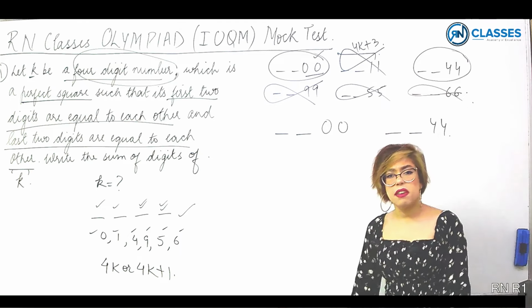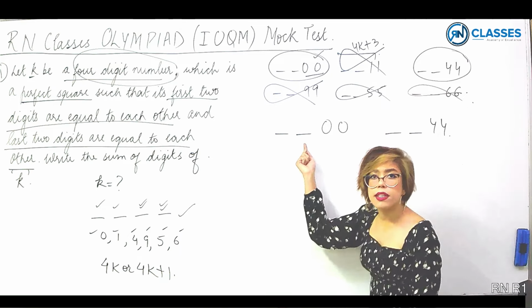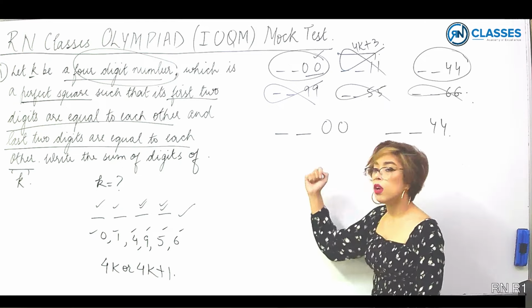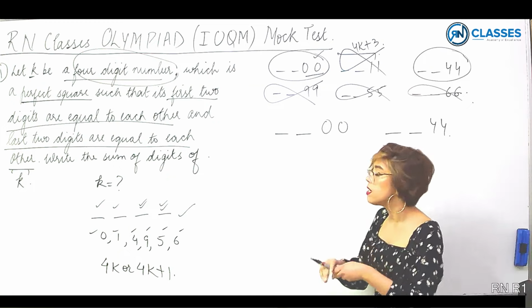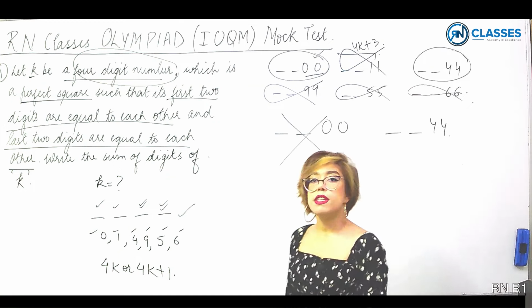0, 0 cases are very easy to see. Like obviously 0, 0 cannot come. 1, 1 will come, not a perfect square. 2, 2, not a perfect square. 3, 3, 4, 4, 5, 5, 6, 6, 7, 7, 8, 8, 9, 9. You can see none of them are perfect squares.